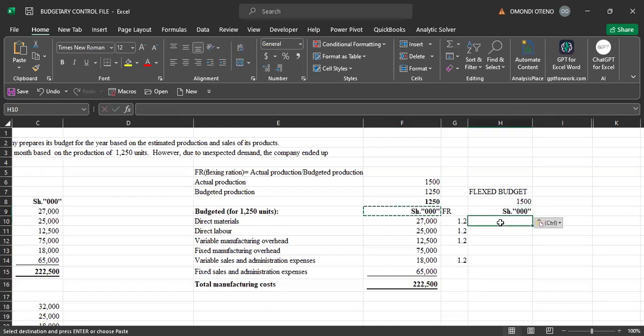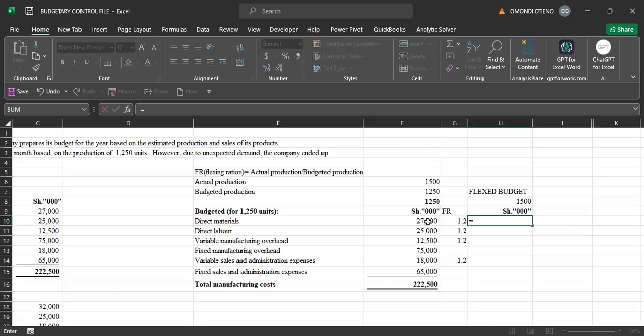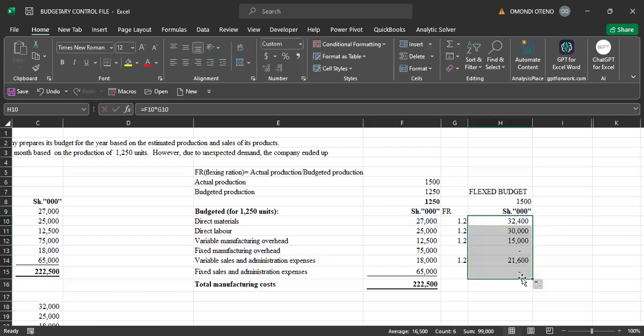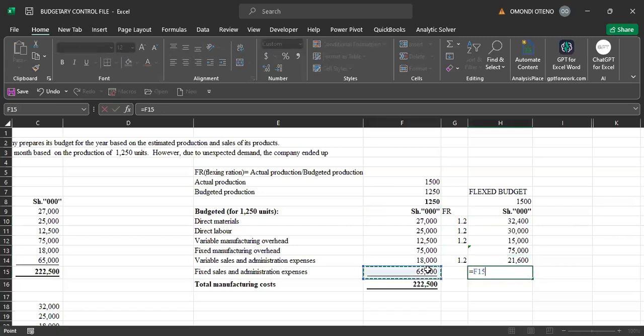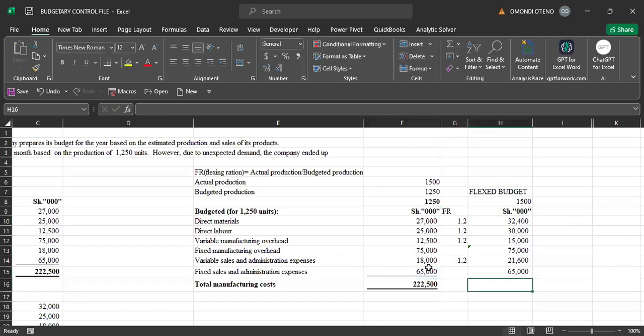The flexed budget is arrived at by taking the initial budget multiplied by the flexing ratio. So let's have that in place. Now that we are using Excel, it is very simple. We just need to take that and multiply by the flexing ratio. So by doing that, we'll be having our cost all the way to the last part. And we have said the fixed components are not flexed. They are going to be constant. So we just need to transfer the fixed amounts to this particular section.